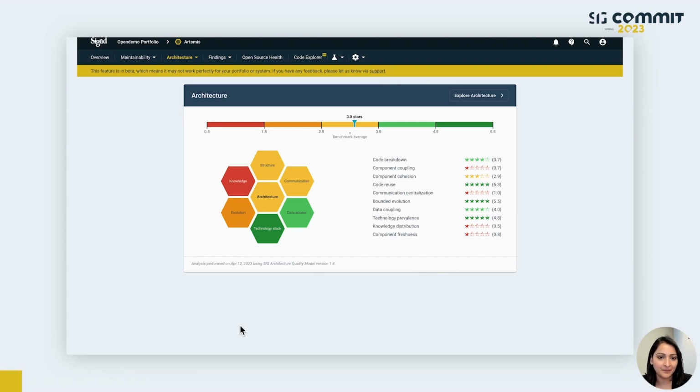And on the top bar, what we can do within Sigrid is also compare this system with other systems that we've analyzed and provided with a rating. And so what we're seeing here is that our system is of average architecture quality compared to the benchmark. But there are a couple of areas where it's rating below market average. That's around knowledge and evolution. So let's take a look to see how we can evolve our system, specifically the front-end components, for a better user experience. So for that, I'll go to our Explore Architecture tab.